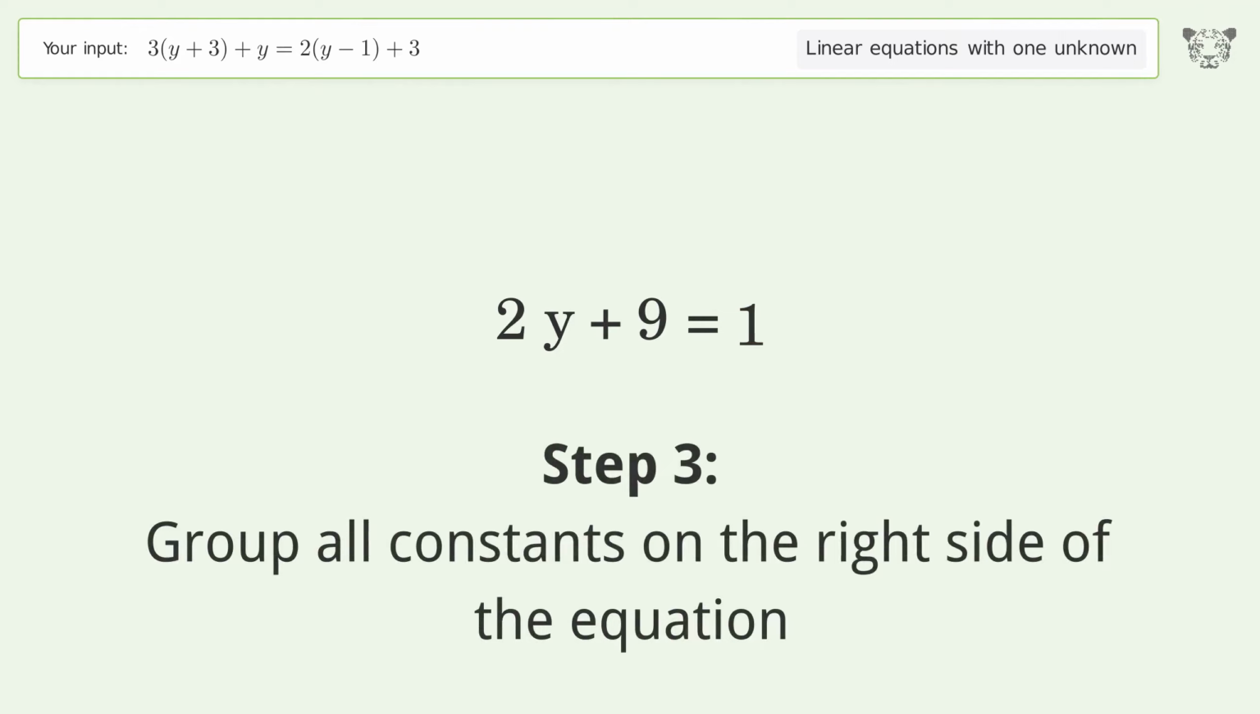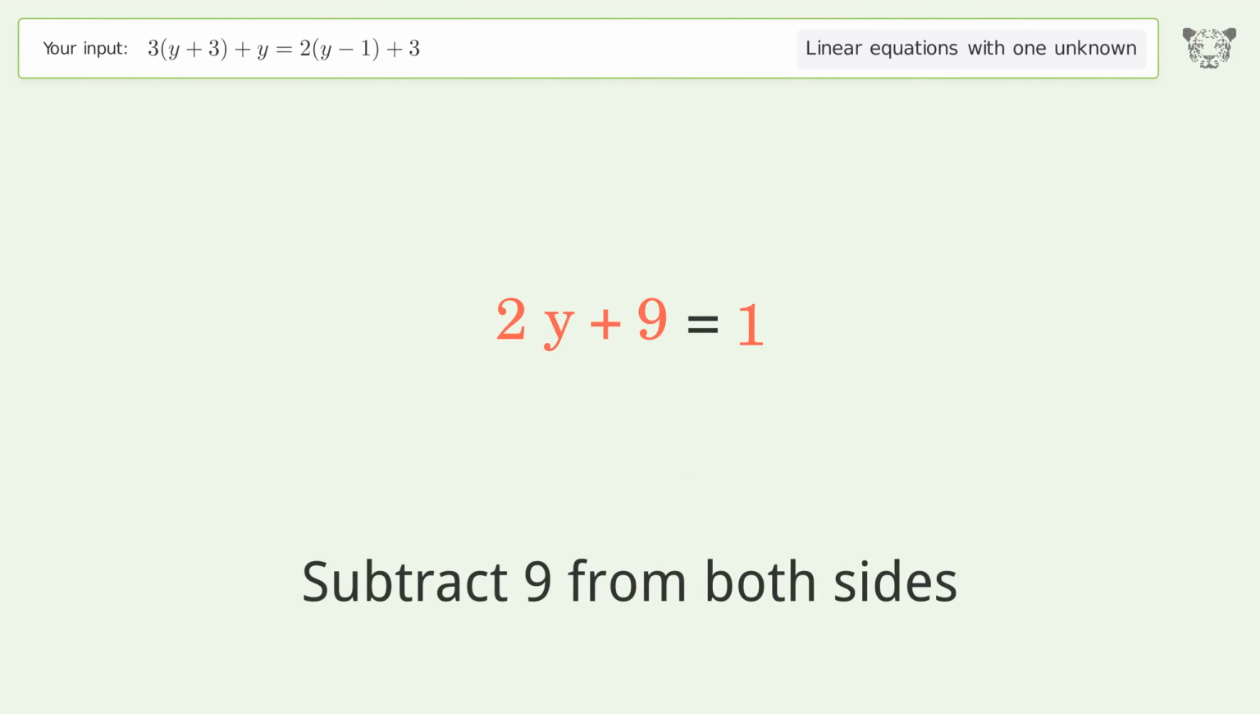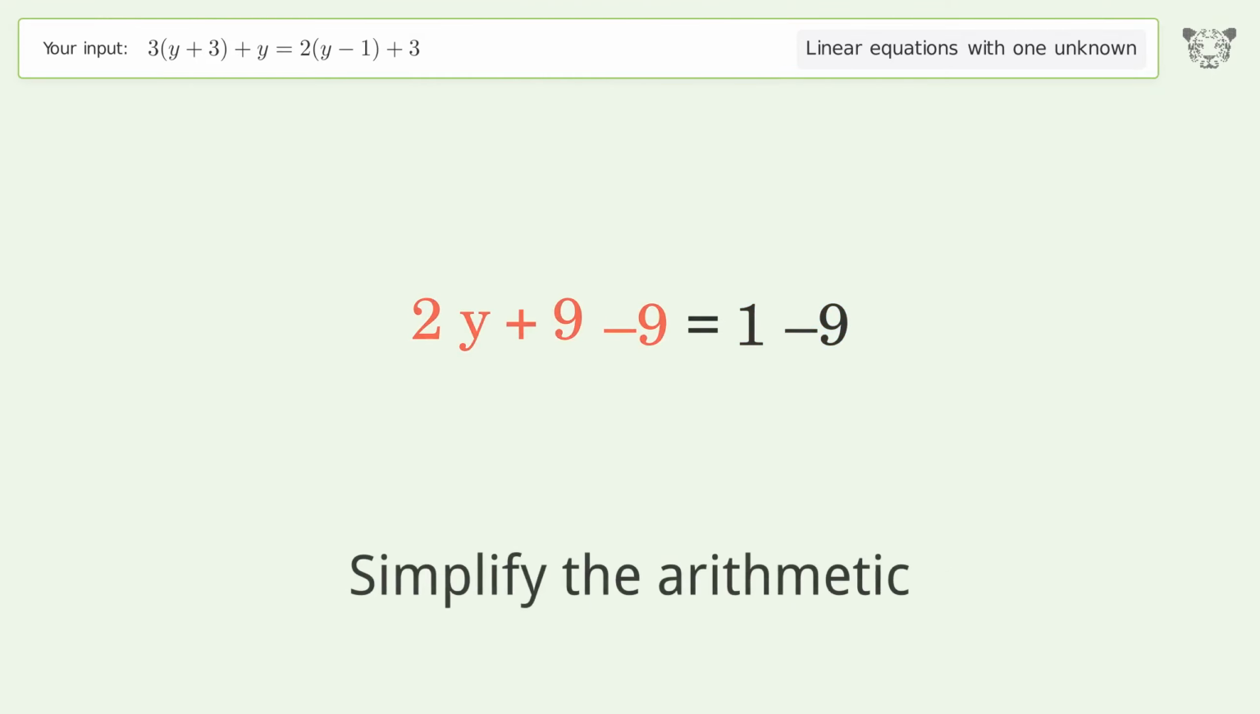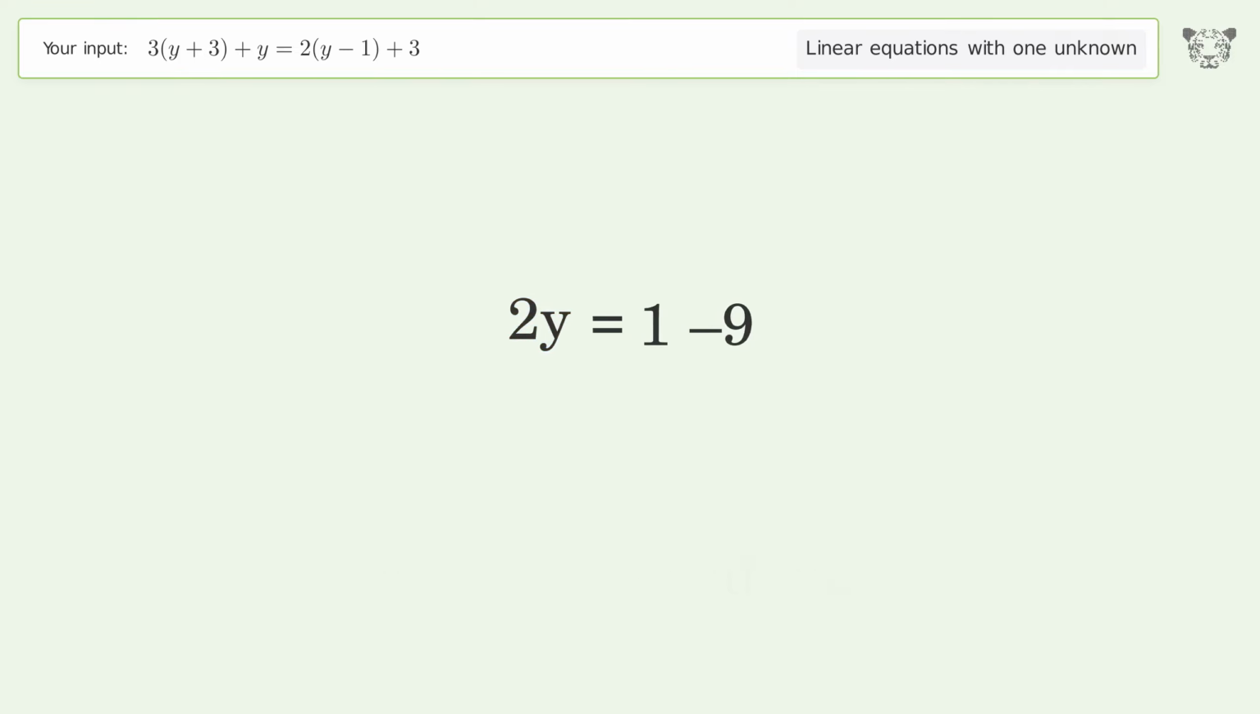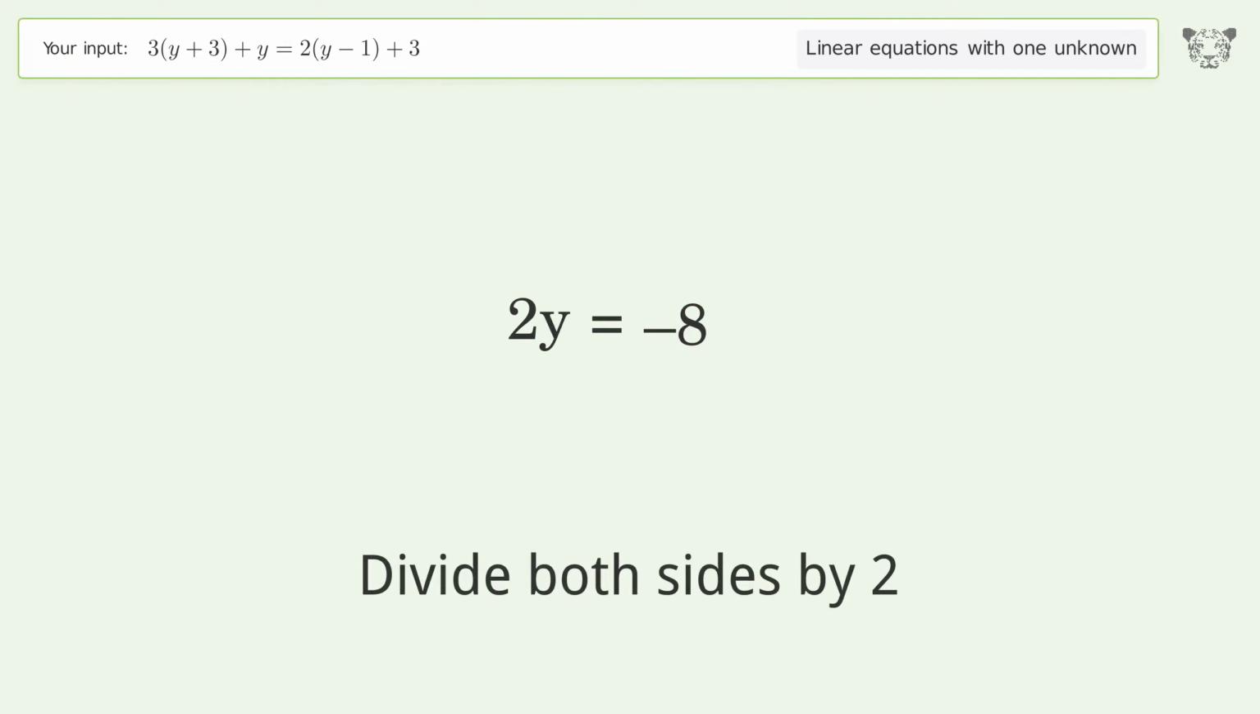Group all constants on the right side of the equation. Subtract 9 from both sides. Simplify the arithmetic. Isolate the y. Divide both sides by 2.